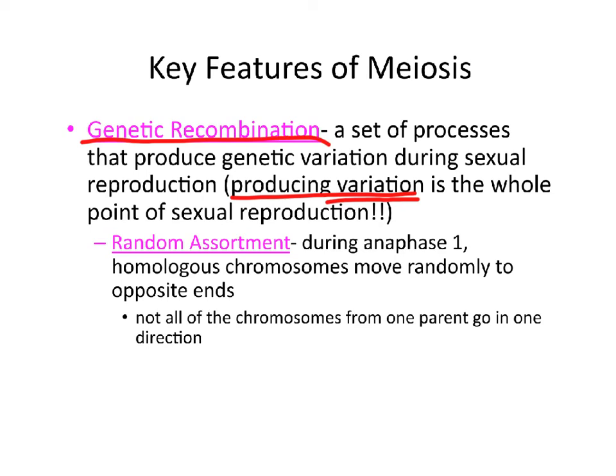Now we have a couple ways of doing this. First up, we've already looked at a little bit, random assortment. And this is during anaphase 1. That's when the homologous chromosomes move randomly to opposite sides, so not all the chromosomes from one parent go in one direction. Okay? It's like shuffling a deck of cards. So if you've got, like, a dad and mom homologous pair, and then another dad and mom homologous pair, maybe this dad goes up and that dad chromosome goes down. It's not that they all go in the same direction.